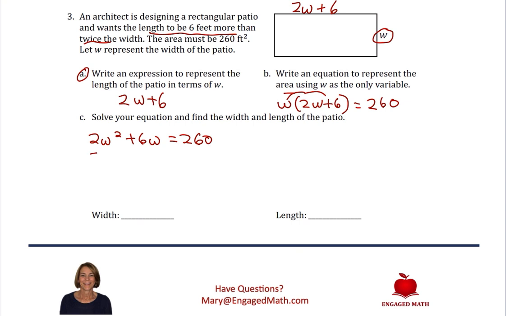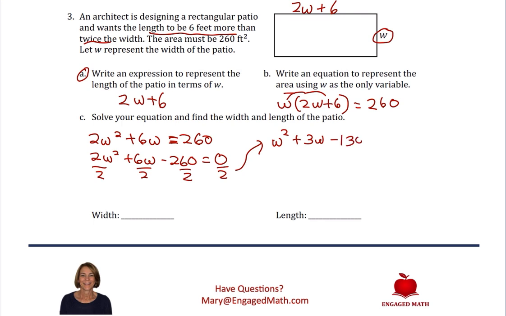And in order to solve this quadratic equation, I'm going to move everything to the left. I'm not going to show that step because at this point, I think you know that if we subtract 260 from both sides of the equal sign, we will get 2W squared plus 6W minus 260 equals 0. Now, because it's an equation, as long as I do the same thing to both sides, I can divide every single term by 2. And that's going to make it a much easier equation to work with. So our simplified version of the equation, it's the same equation, just simplified, is going to be W squared plus 3W minus 130 equals 0.